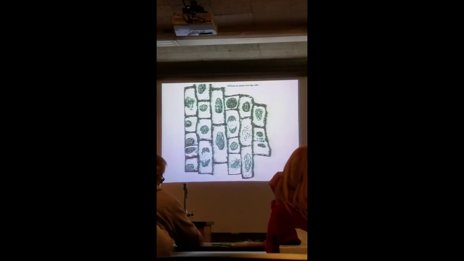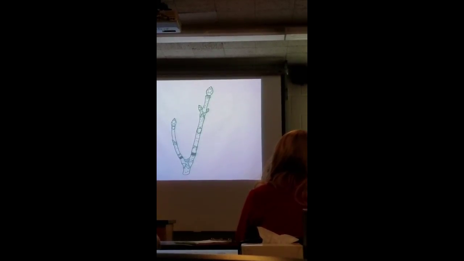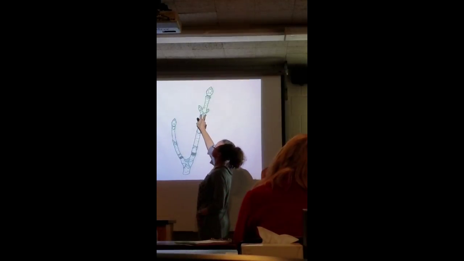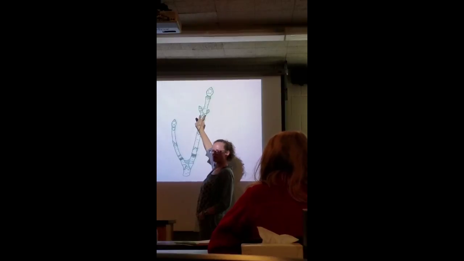Questions on any of those? Yep, somebody. Alternate or opposite? Yeah, well, I could ask that question. Do you think this thing would have alternate, opposite, or whorled leaves? Opposite. And the easiest thing probably is seeing these two right up here. You've got the leaf scars opposite of each other.